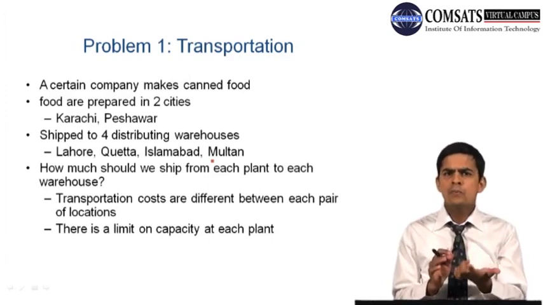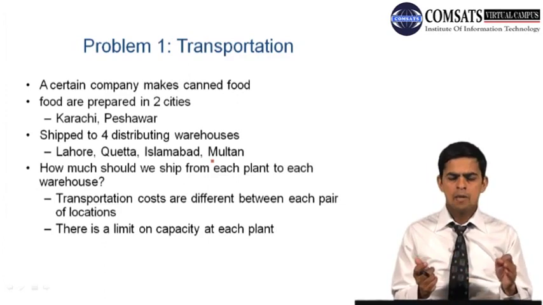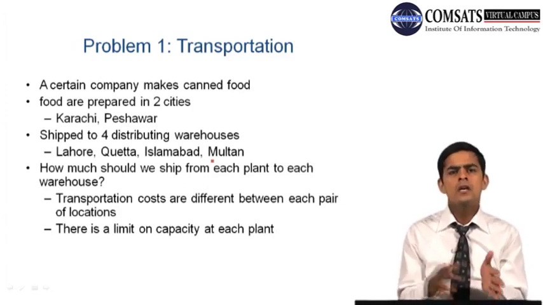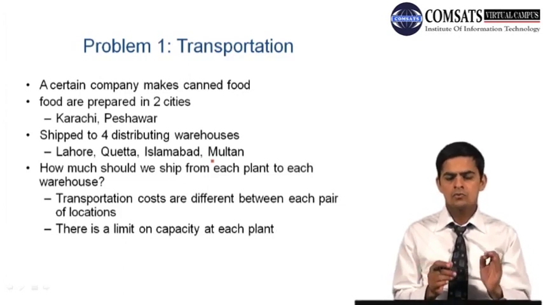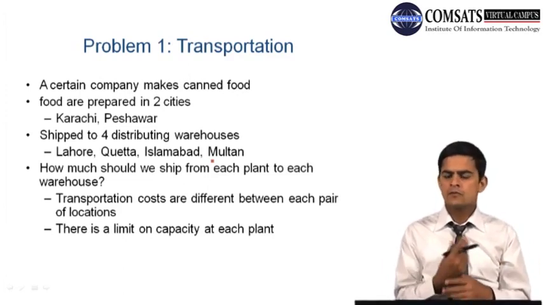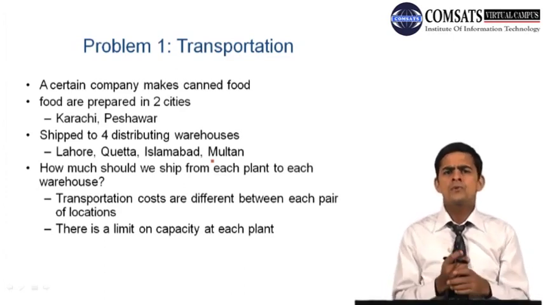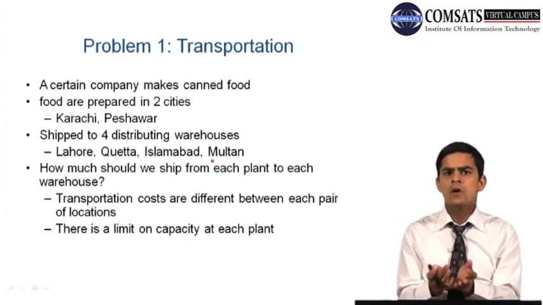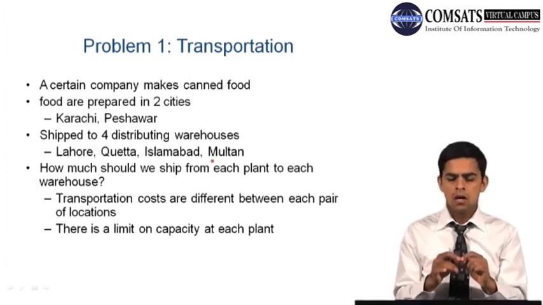Also, there are two plants, Karachi and Peshawar. Each plant has a different capacity to produce, let's say, food. Maybe Karachi plant is bigger, so it has more capacity. You can make more canned food in Karachi. The Peshawar plant is maybe smaller, so you can make less canned food. Islamabad is very close to Peshawar, but Peshawar is a small plant, so Peshawar cannot fulfill all the requirements of Islamabad. So then you have to go back to Karachi. Maybe you want to say, even Lahore is close to Peshawar, so maybe I want to serve Lahore from Peshawar, but this may not be possible because the plant may be so small that it cannot serve these two cities. So all of these fixed requirements on you are already there.